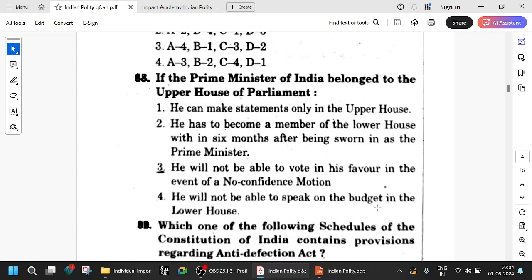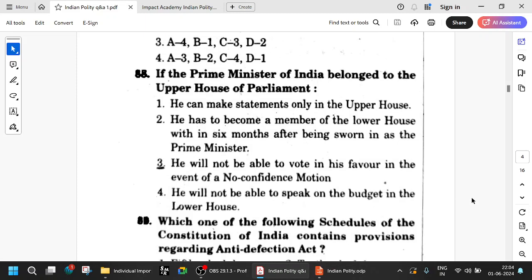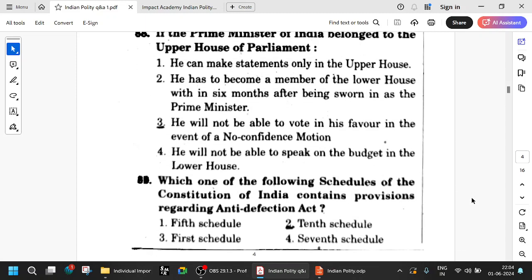He will not be able to speak on the budget in the lower house because he is the prime minister. This is wrong, he can speak in either house. Okay, so option three is the answer.